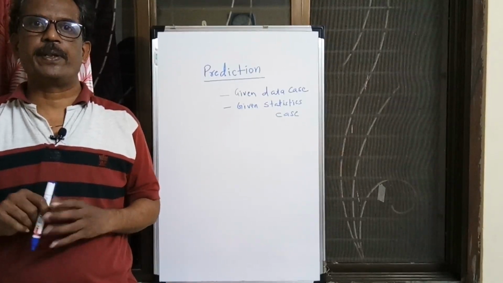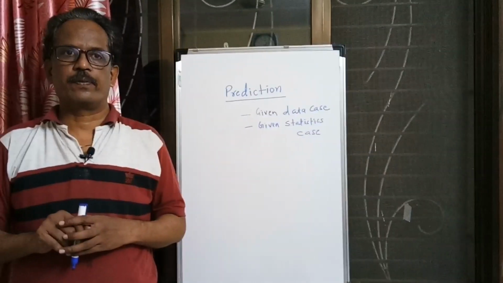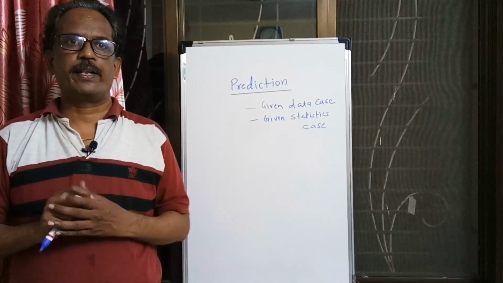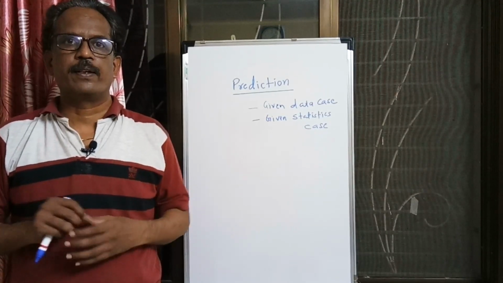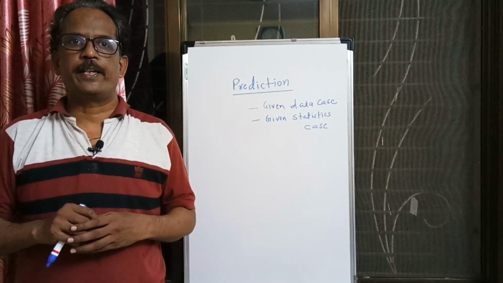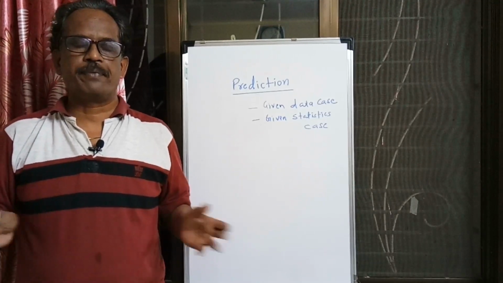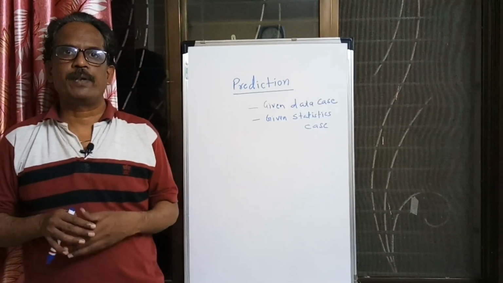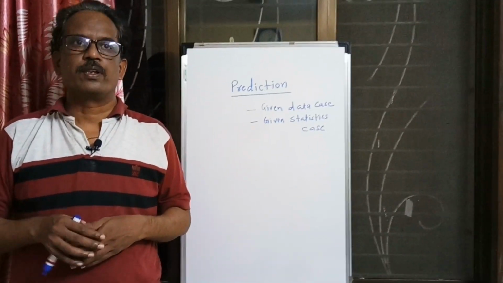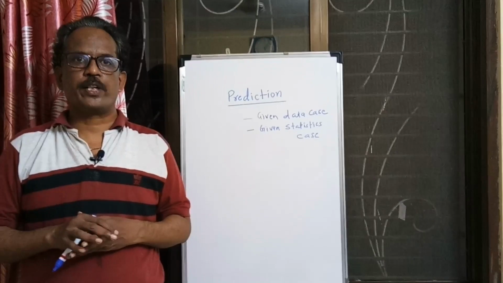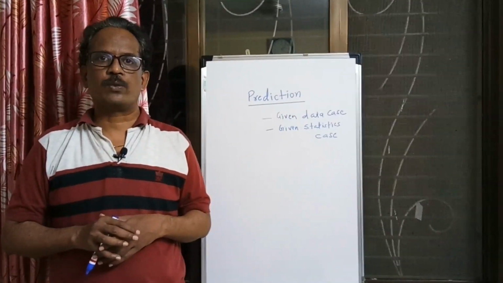Dear friend, in this video I am explaining the concept of prediction. In case of data, when data is given to us, that is one case, and whenever data is available in terms of its statistics, that is given statistics case. So if we are having huge data and we would like to predict data which is going to be there in the next instant, what kind of value data is going to take.